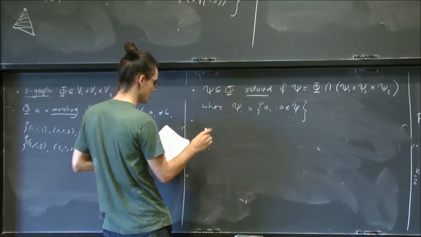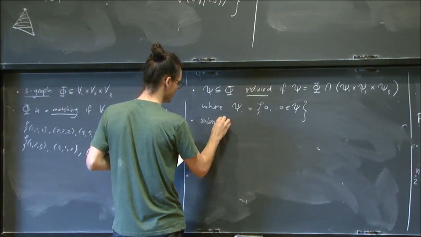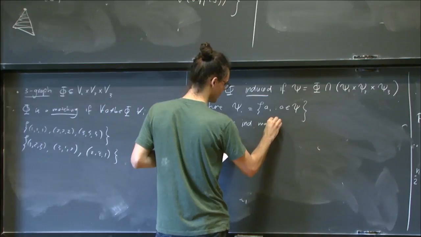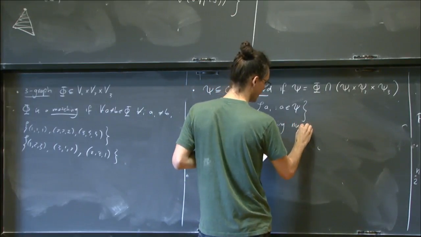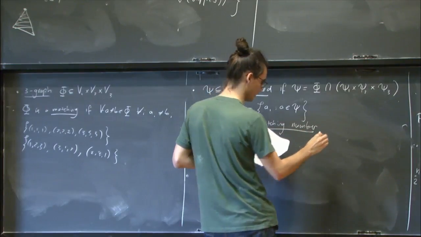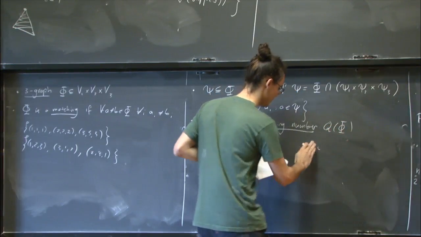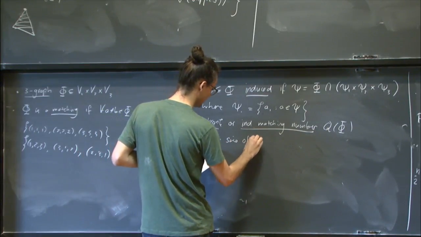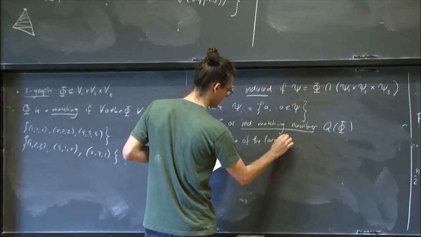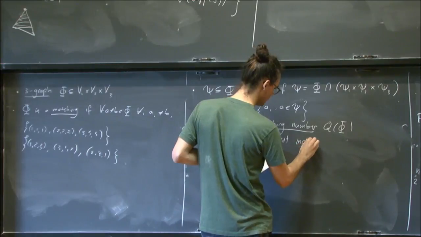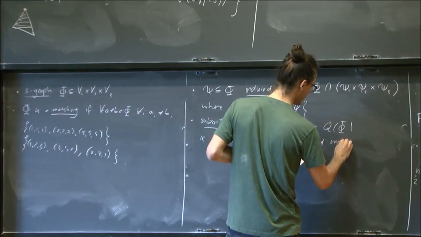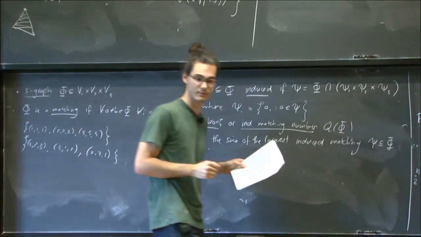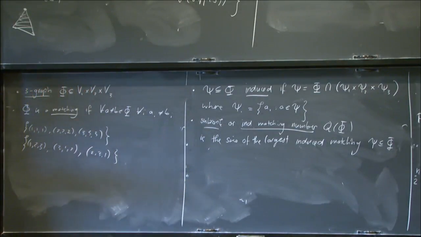That's the other thing. Now let's study something which I maybe call the subrank or the induced matching number, Q of Phi. So what is that? It's the size of the largest induced matching Psi in Phi.